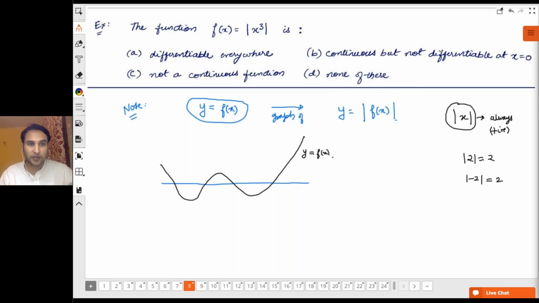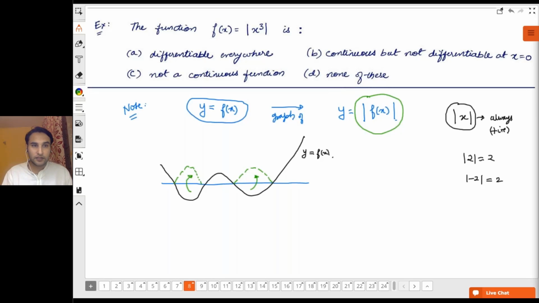With the same logic, guys, note very carefully. Whenever you plot the graph of y equal to fx and you want to plot the graph of mod of fx, wherever the graph was negative, it will come up. It will become positive. Exactly, the way it was below, sort of fold it up. Similarly, here the graph will be like this.